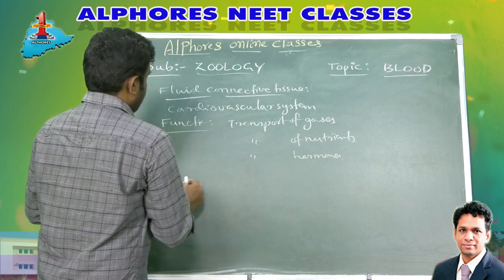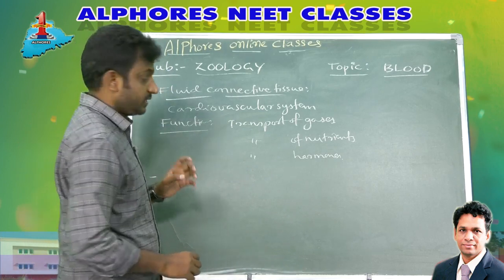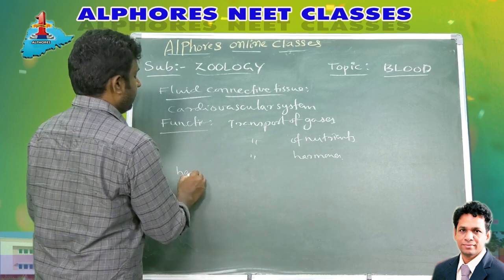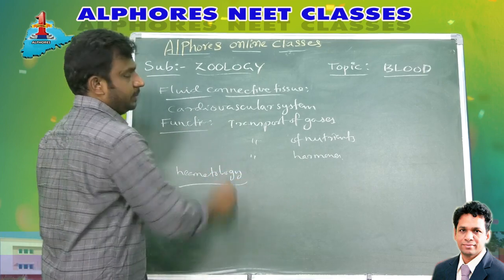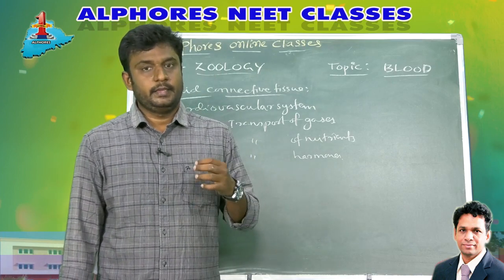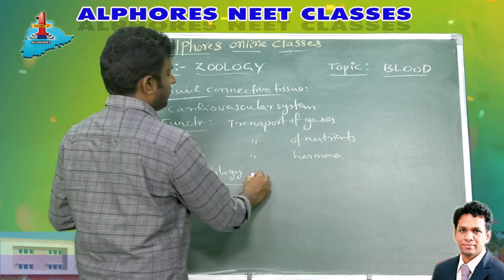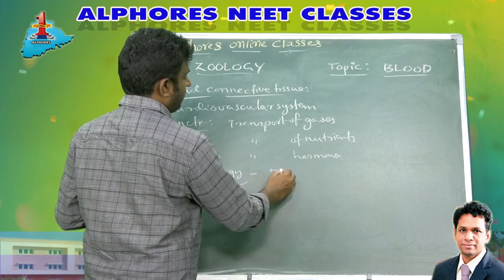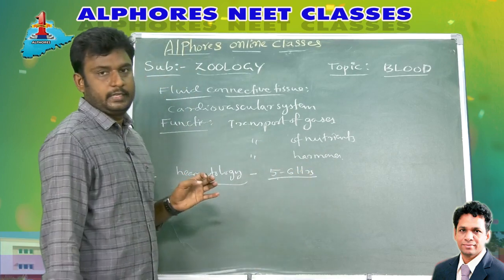Okay. Next, study of blood. The study of blood is called hematology. Hematology is the study of blood. So how much amount of blood is present in the human body? 5 to 6 liters of blood is present.